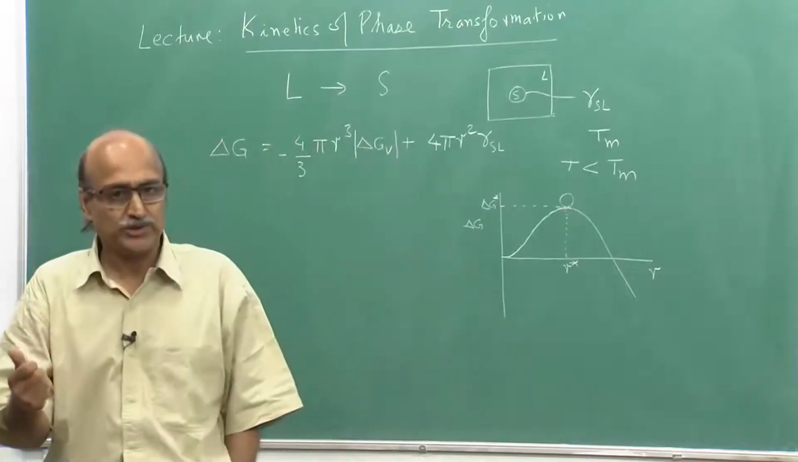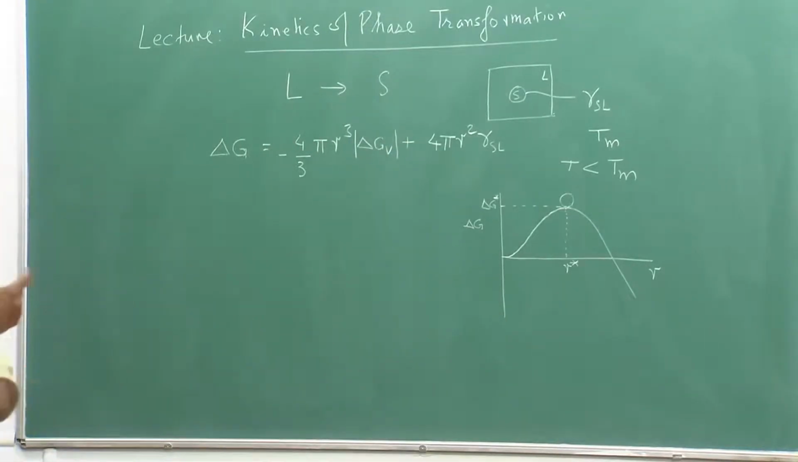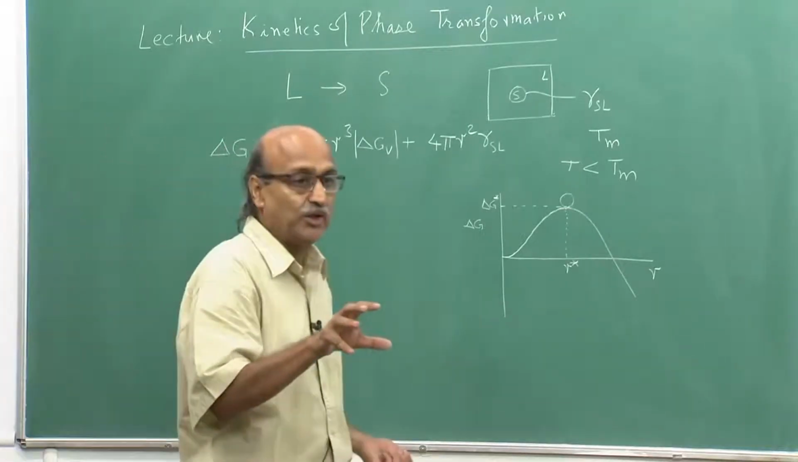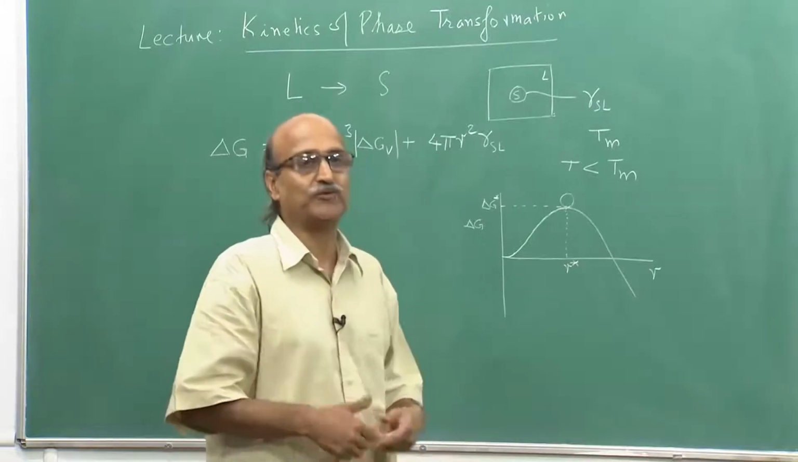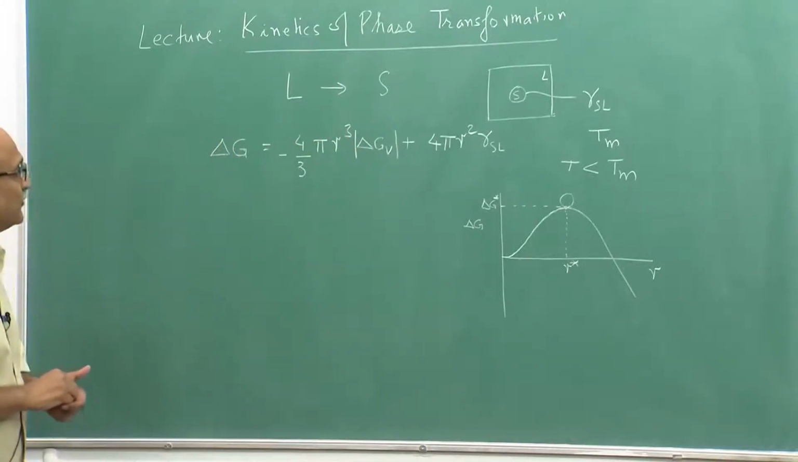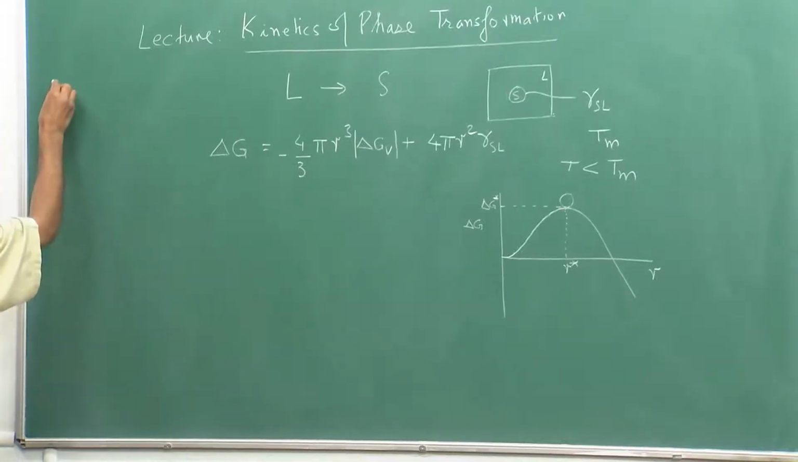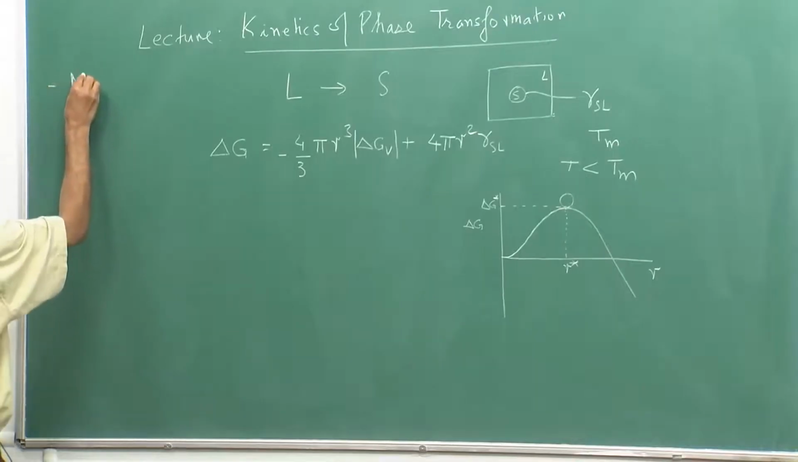Once we know what the nucleation rate is, then the second mechanism would be that these supercritical nuclei would begin to grow, so we have to look at the growth rate. So, therefore, in the kinetics of phase transformation, we have to consider two factors.